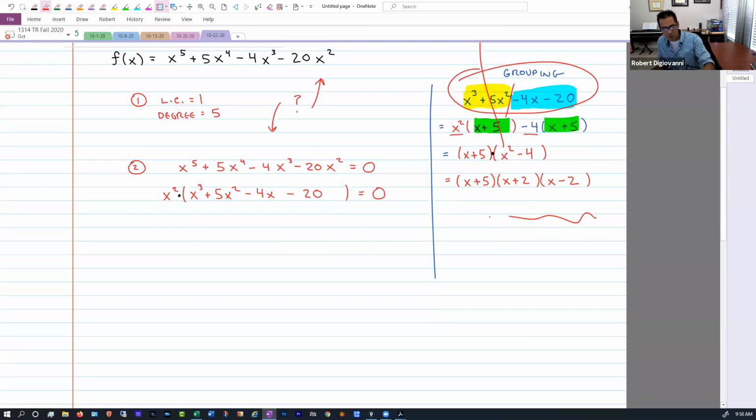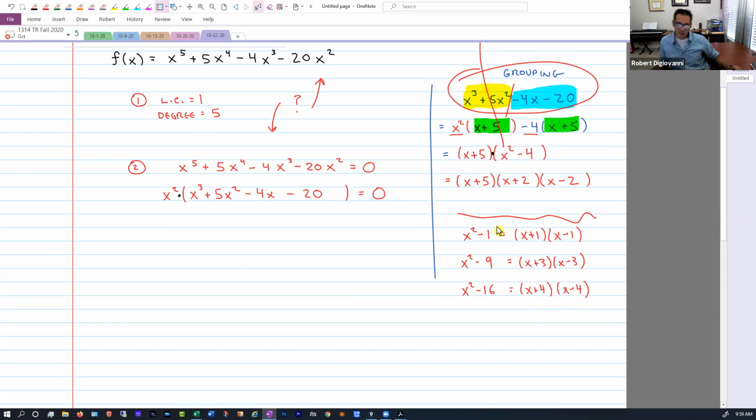So let me try and show you underneath here. If we had x squared minus 1, this would turn into x plus 1 times x minus 1. If we had x squared minus 9, this would be x plus 3, x minus 3. If we had x squared minus 16, this would be x plus 4, x minus 4. So this is a special sort of factoring that we have when we have what's called the difference of squares. All of these numbers, 1, 9, 16, 4, those are all perfect squares. And so that's why we can break that down.